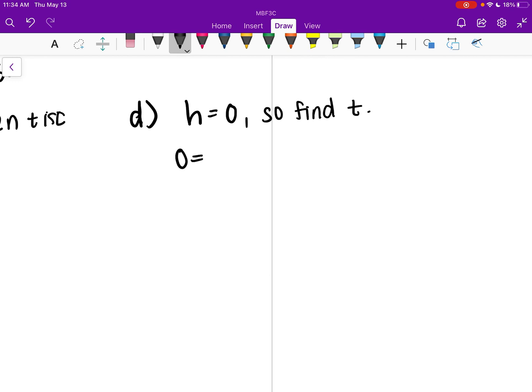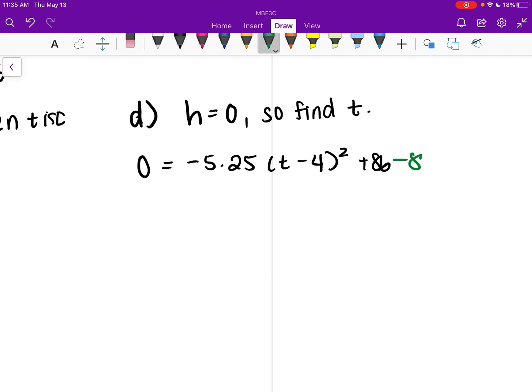So I'm going to write the equation out again just so that you remember what it is. Our equation is negative 5.25 times (t minus 4) squared, plus 86, is equal to height. So I'm just going to plug in 0 for my height and solve for t. So I'm going to get rid of the 86 on this side, move it to the other side. 0 minus 86 is going to be negative 86.